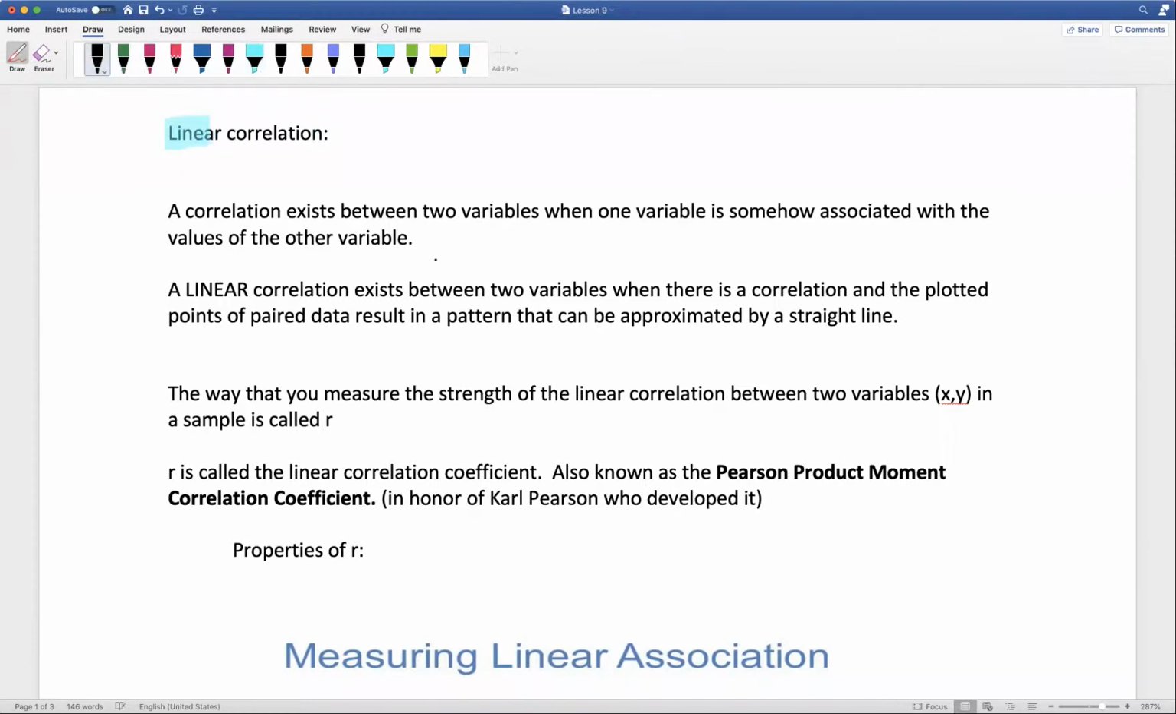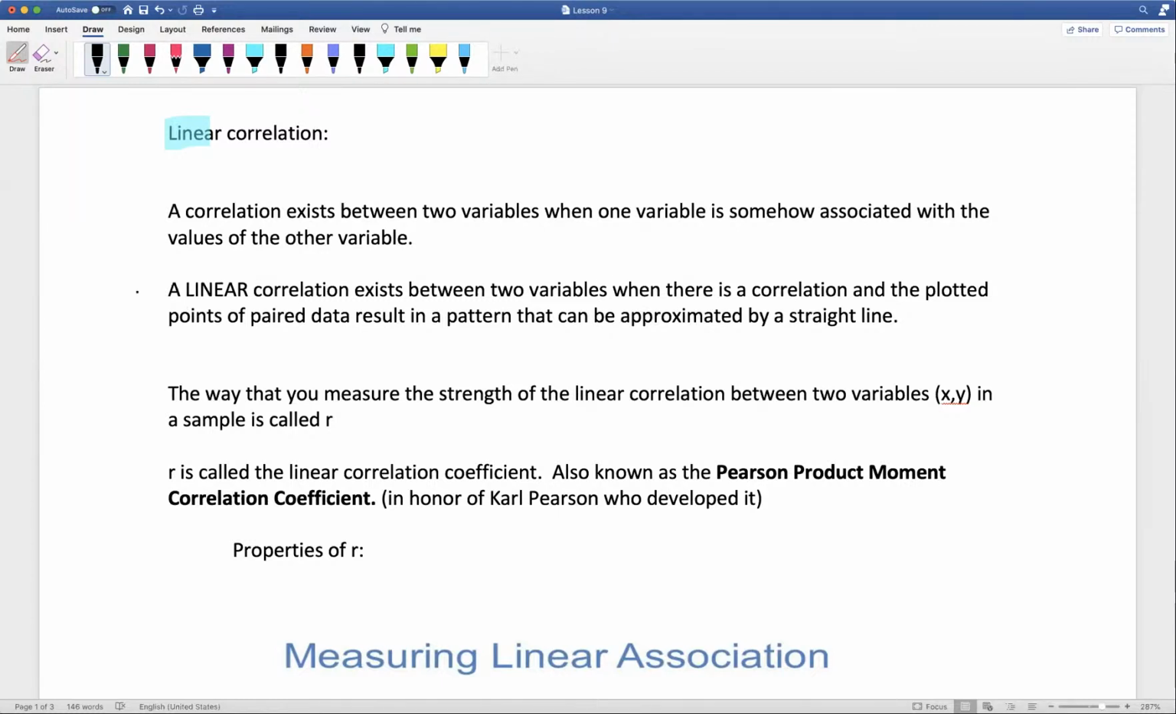Now, if we talk about correlation in general, a correlation exists between two variables when one variable is somehow associated with the values of another variable. So we can have any type of correlation that we can imagine in terms of different algebraic functions.